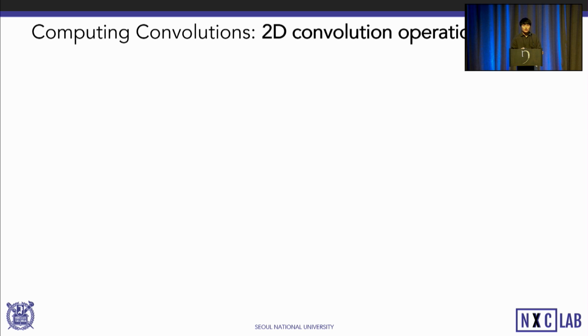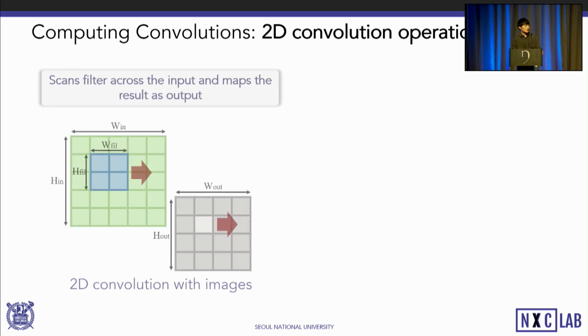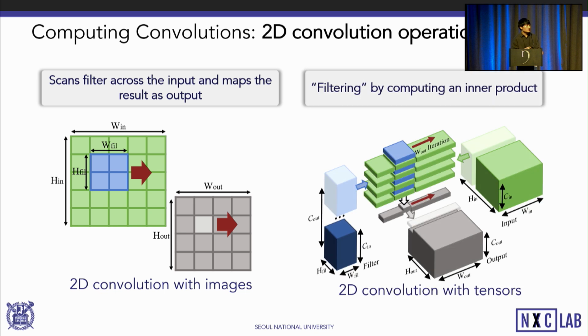Now, before diving into the details of our solution, we first provide some background on convolution computation. The convolution operation, or to be more specific, the 2D convolution operation, operates by scanning a small filter across the input and storing the output as another image. The filtering is done by taking an inner product between the filter elements and the input sub-image that the filter is placed on. The result of the inner product is then stored as the output element.